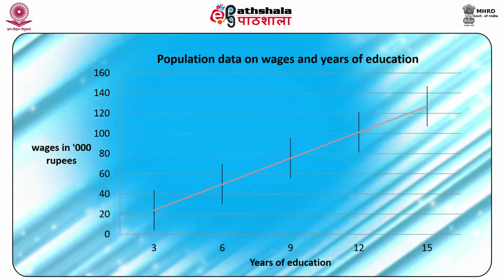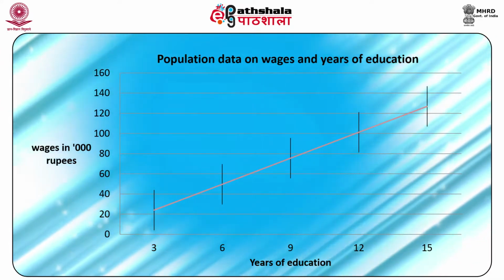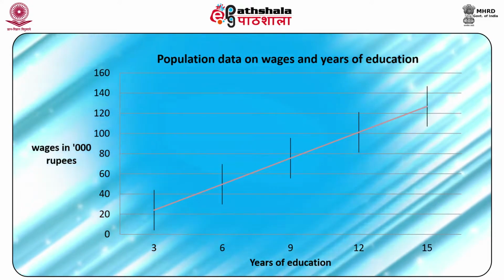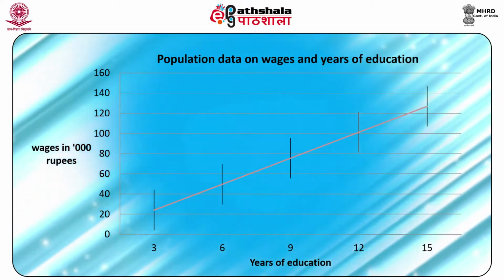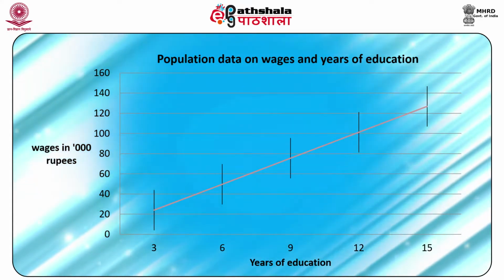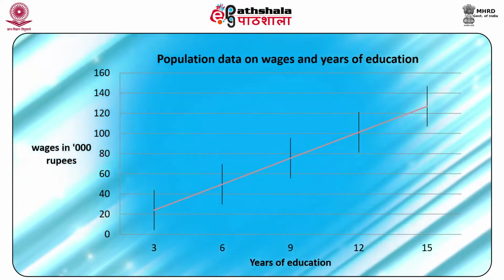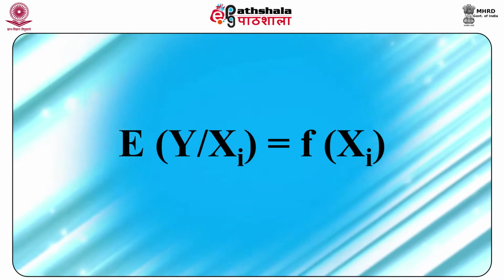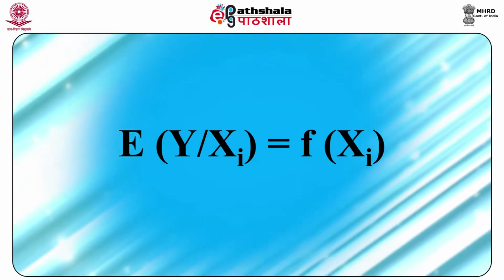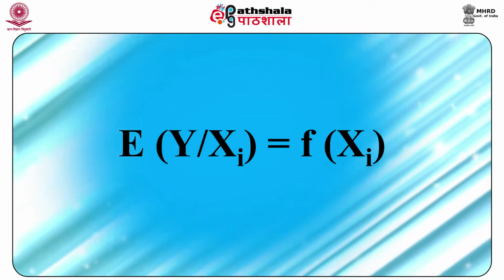This curve shows that the expected value of y given xi, where i takes the value 3, 6, 9, 12, 15, is a function of xi. That means as xi increases, the expected value of y given xi, shown by dark circles, also increases. So expected value of y given xi is a function of xi.